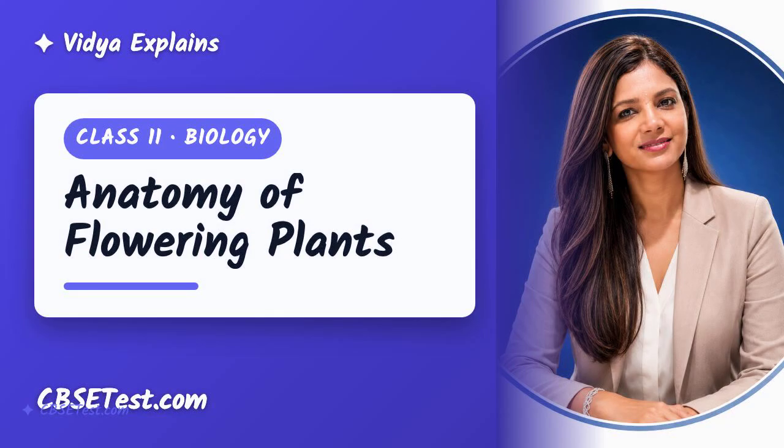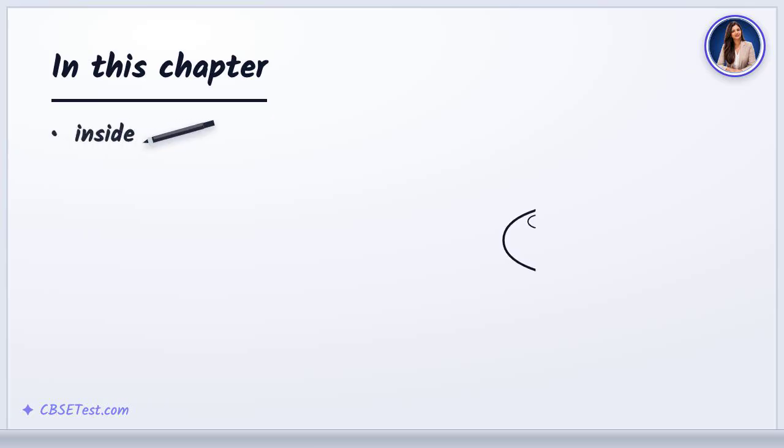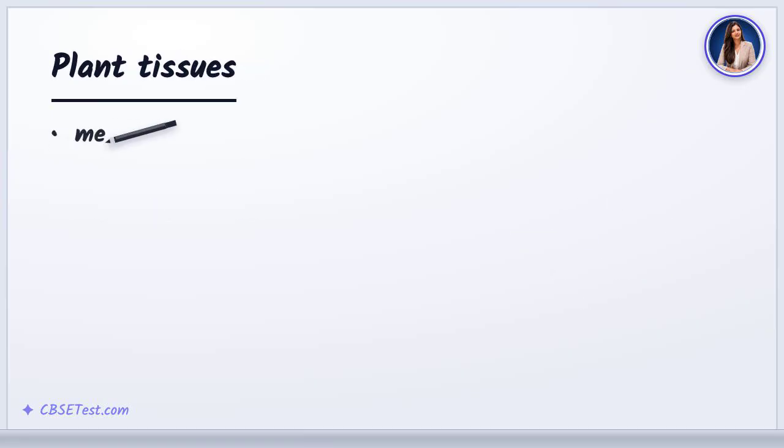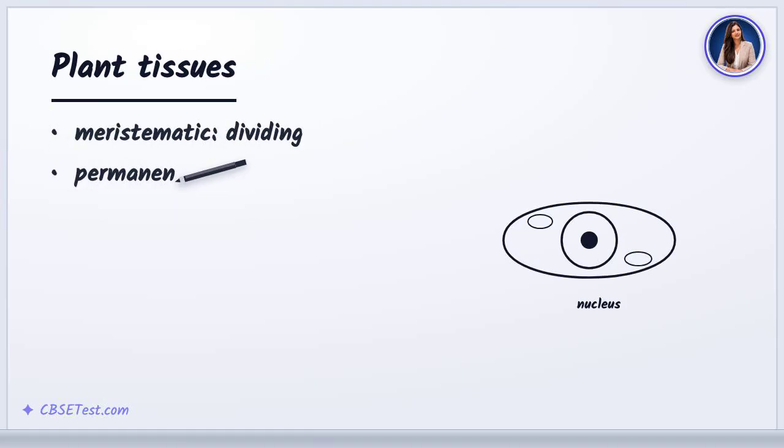Let's learn anatomy of flowering plants together, step by step. In this chapter, we look inside flowering plants to study their tissues, tissue systems, and the internal structure of roots, stems, and leaves. Plant tissues are meristematic, which actively divide for growth, or permanent. Permanent tissues are simple, like parenchyma, or complex, like xylem and phloem.